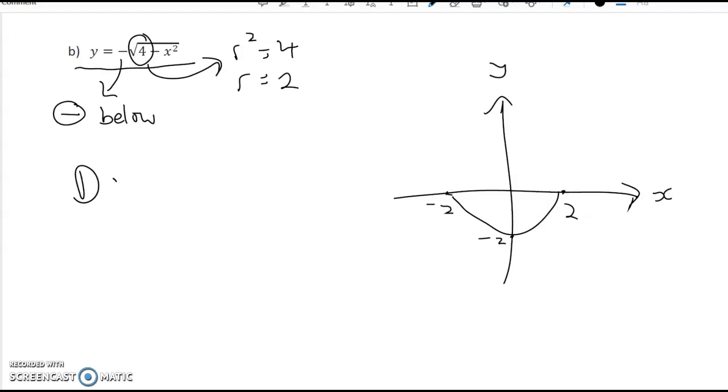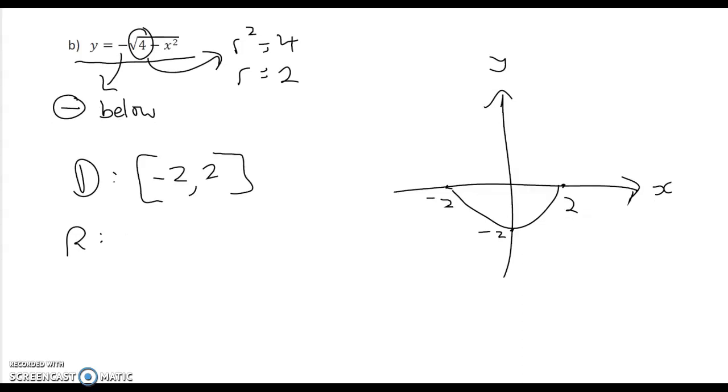So our domain would be minus 2 to 2, and our range, all the values for y, will be minus 2 up to 0.